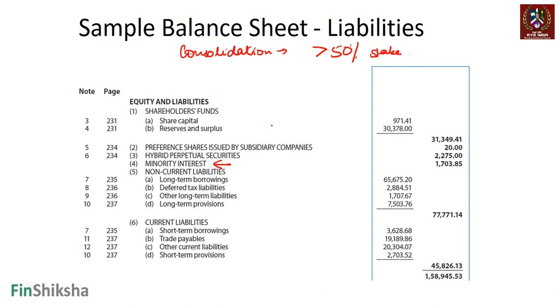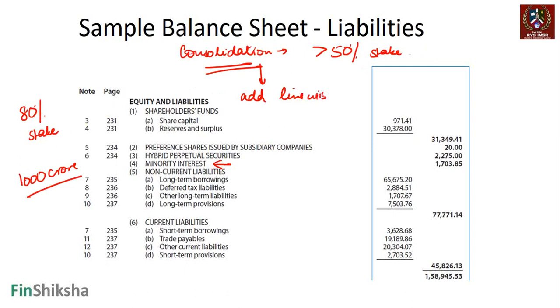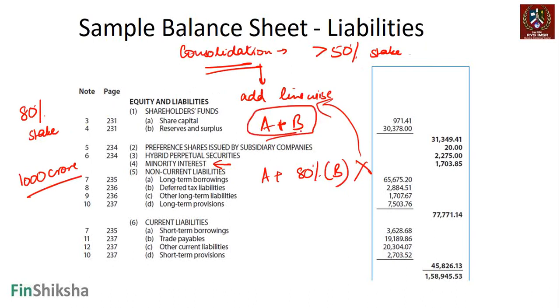So if you have a 100% stake, that's fine. You straight away add the statements. If there is a company where you have an 80% stake, right? So let's say this company has an asset worth 1000 crore. Now the consolidation principles say add line-wise, which means you just do A plus B. You should ideally be doing A plus 80% of B, but you don't do this. You just do A plus B, right?